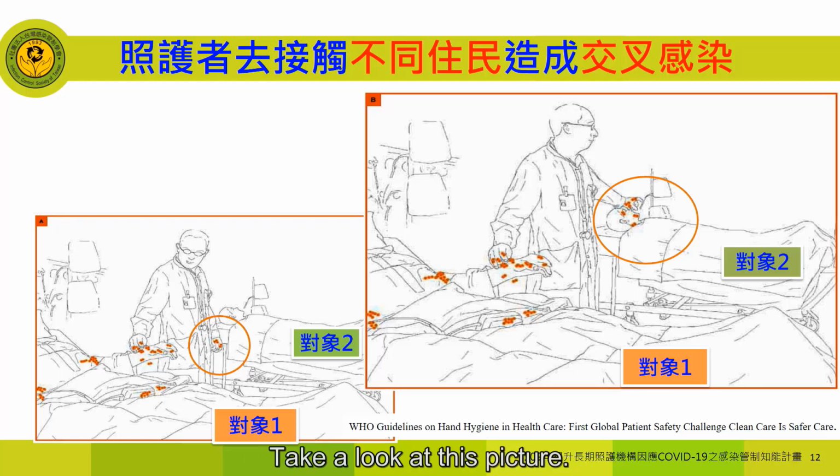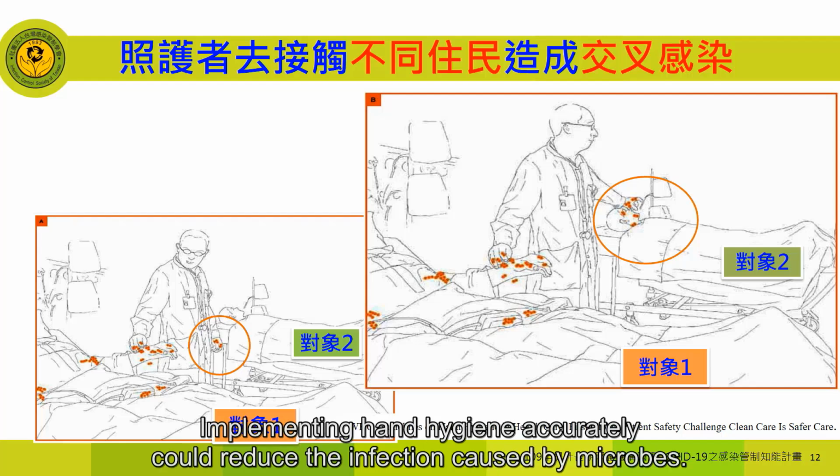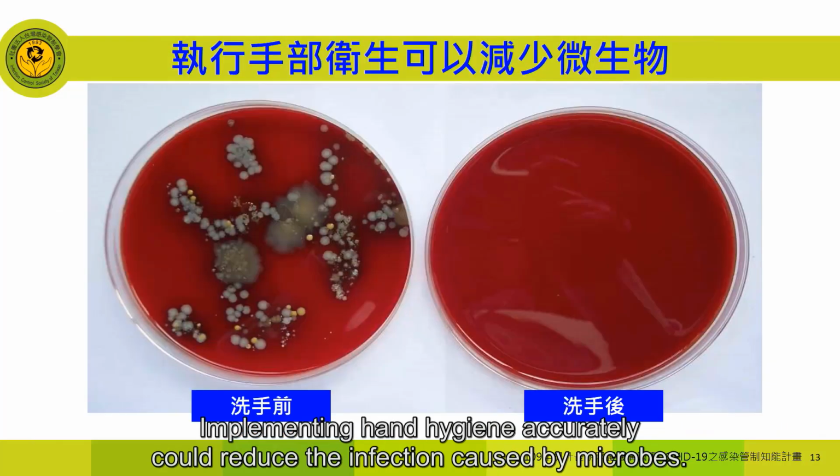Take a look at this picture. When the doctor comes in to examine the condition of the resident, the doctor examines personnel 1 at first and doesn't wash the hands afterwards, and then continues to examine personnel 2. The microbes from personnel 1 would be transferred to personnel 2. Implementing hand hygiene accurately could reduce the infection caused by microbes.